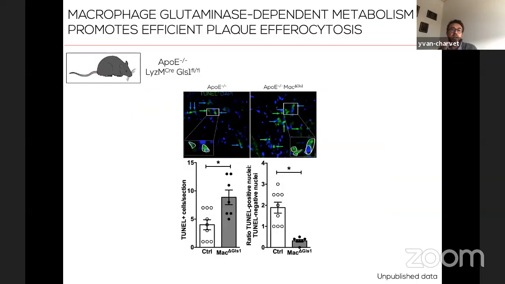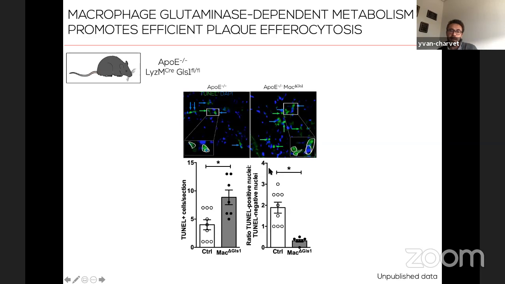So we came back to the mouse model we developed, the ApoE knockout mice backcrossed with the Lysm-Cre GLS1 flox mice. And clearly what we found is that in the atherosclerotic plaque of these mice, we have more necrotic cores per section, as shown here.